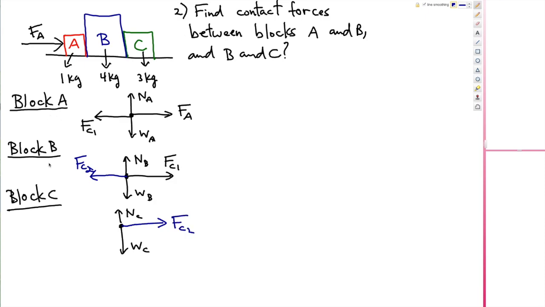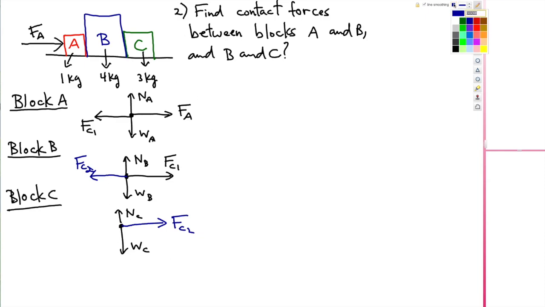And now there's no other forces acting on block C. Okay. There's no force toward the left. Right. There's only one force that's pushing block C, and that's the contact force between the blocks B and C. Okay. So here are our free body diagrams.